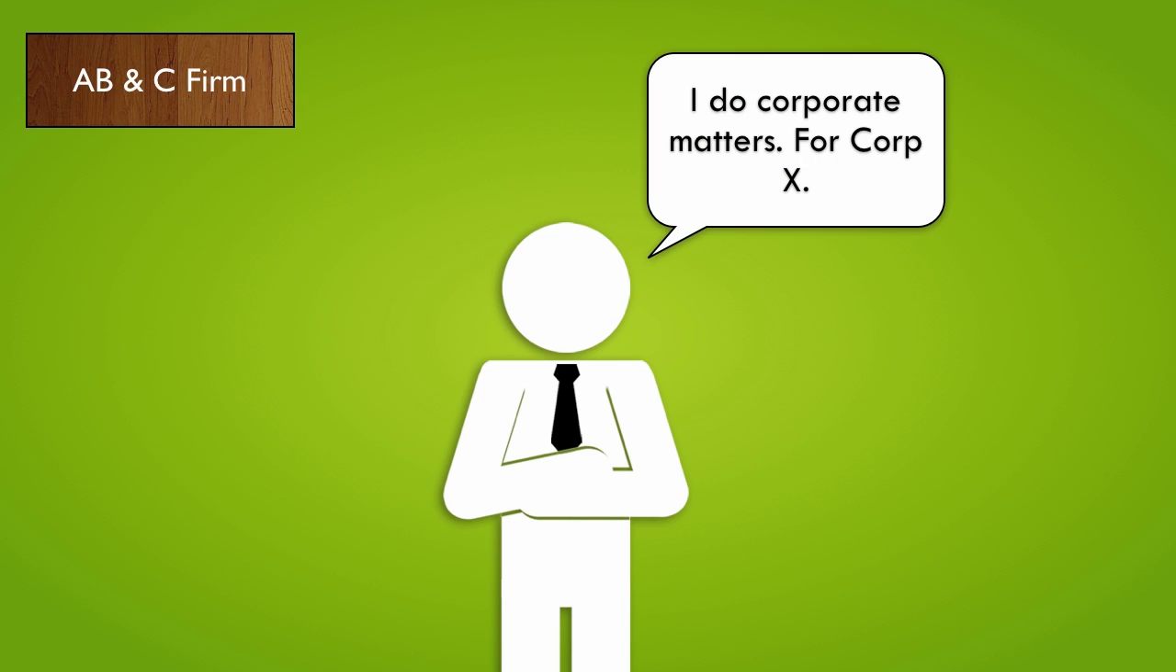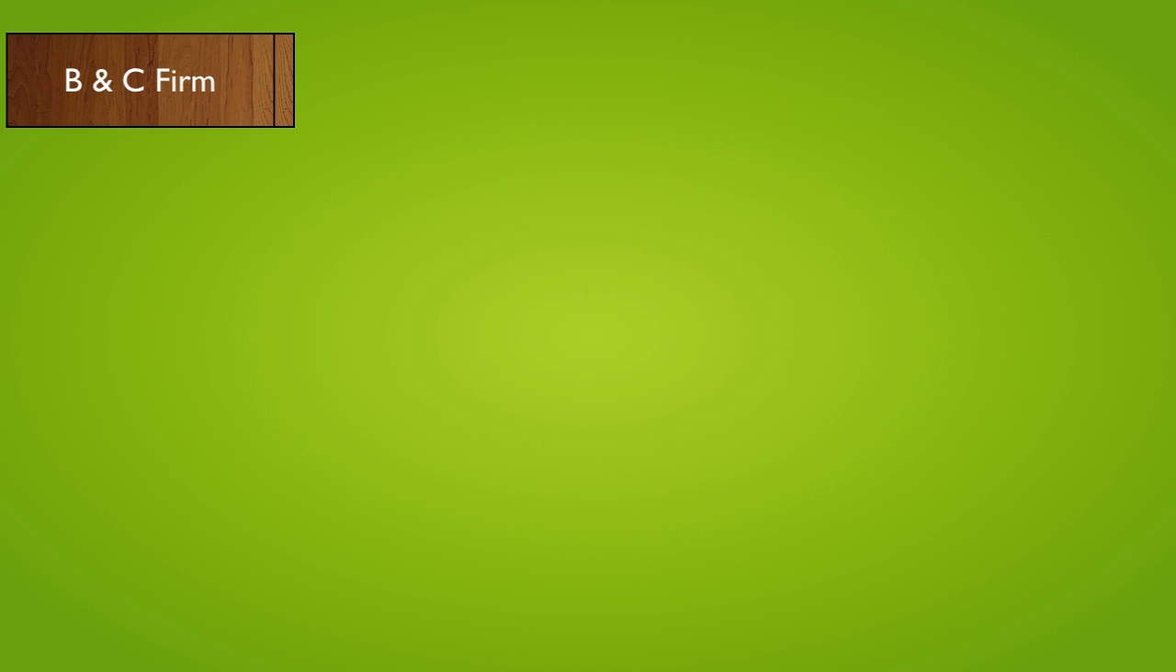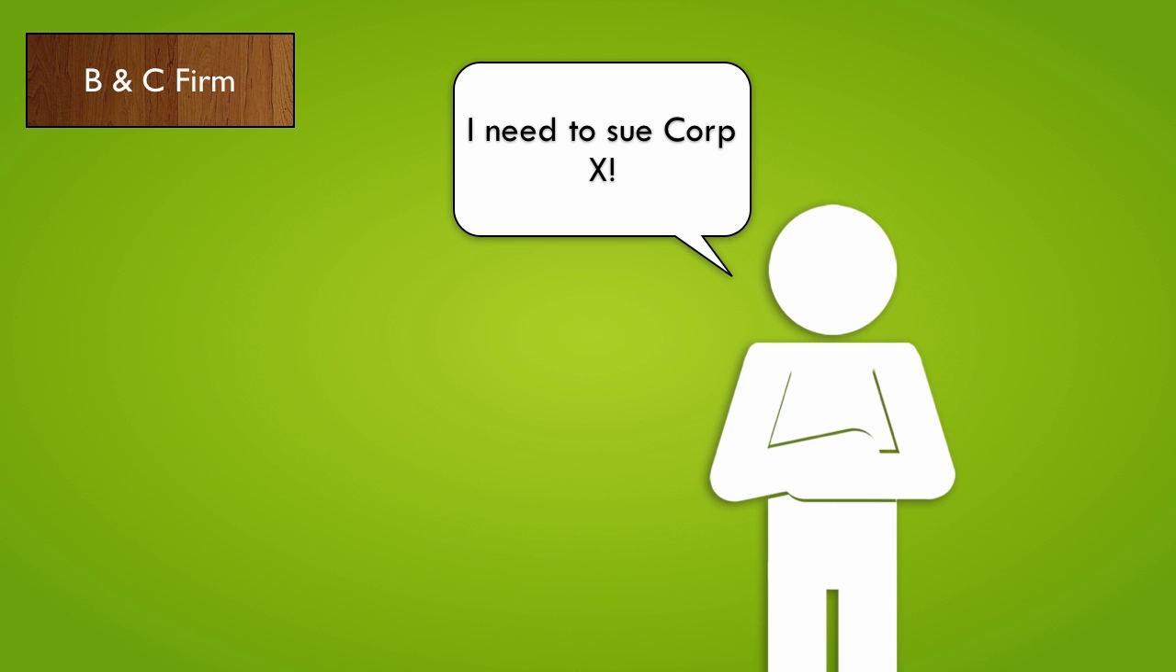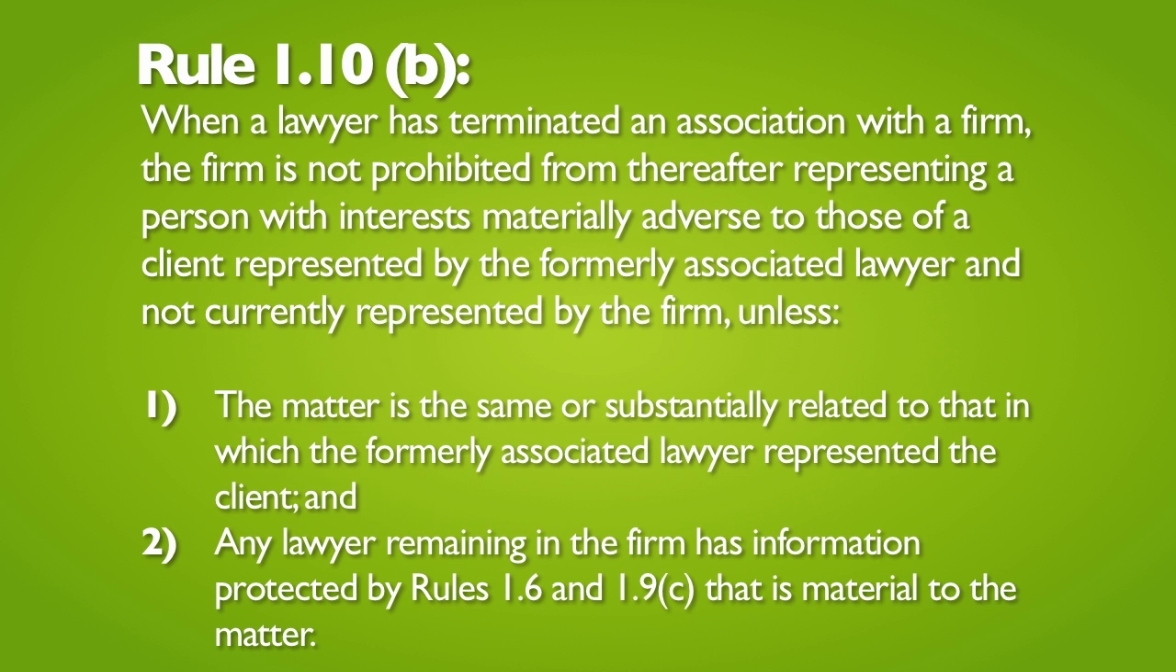Let us take the situation of firm A, B, and C, in which partner A handles corporate matters and has done corporate representation for Corporation X. Attorney A leaves the firm, and potential client P comes to the firm of B and C, seeking to sue Corporation X. If the matters are the same or substantially related, i.e., if confidential information that would have been shared in the first representation would be relevant to the suit against Corporation X, then firm B and C could not accept the case. However, Rule 1.10b provides an exception if Attorney A, who has left the firm, was the only attorney in the firm with confidential information about Corporation X, and if no one in the remaining firm of B and C has confidential information about Corporation X. Because of this rule, when firms reconfigure themselves, it is very important to take account of who has worked on particular matters and who retains, or does not retain, confidential information about a former client.